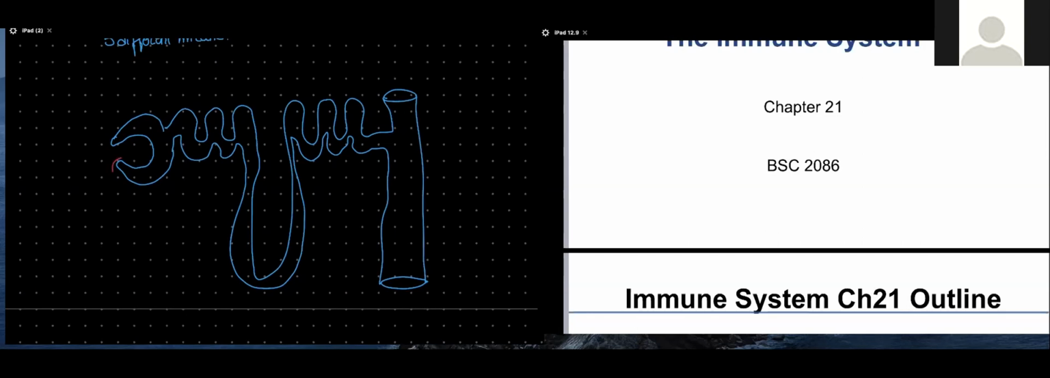The capillaries related to the nephrons were first the tuft of capillaries located within the Bowman's capsules. This is called my glomerulus. And we've got the blood into the glomerulus through the afferent arteriole, and it gets drained out from the glomerulus through the efferent arteriole.